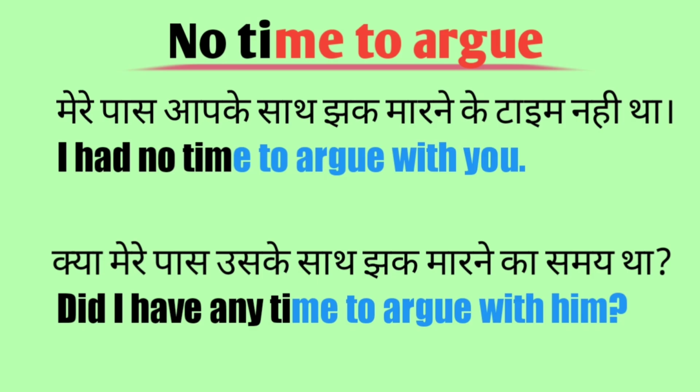The next topic is going to be no time to argue. It's so simple to use. Sometimes you can say in such a way, मेरे पास आपके साथ झक मारने का टाइम नहीं था. मतलब बड़बड़ करने का, कुछ भी करने का टाइम नहीं था. You can say, I had no time to argue with you. The second sentence would be, क्या मेरे पास उसके साथ झक मारने का समय था? Simple. Did I have any time to argue with him?